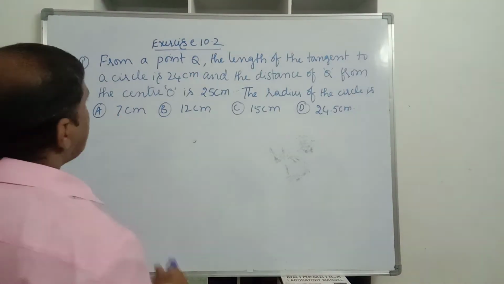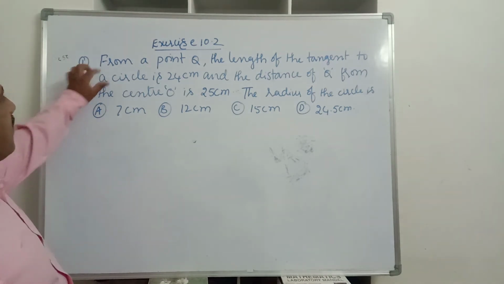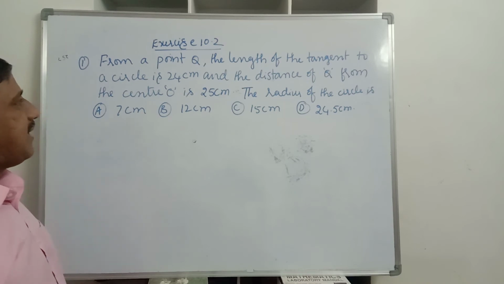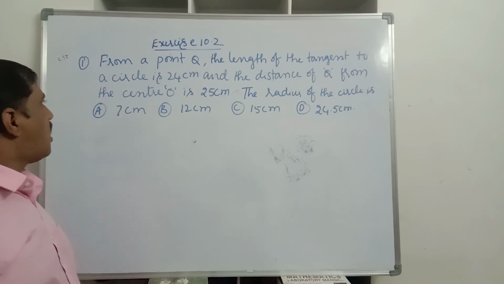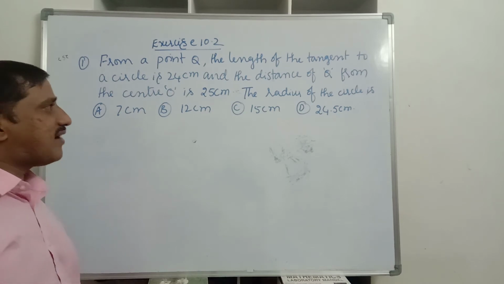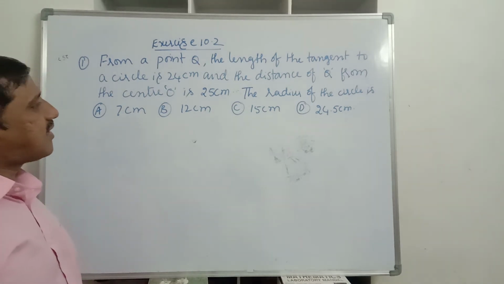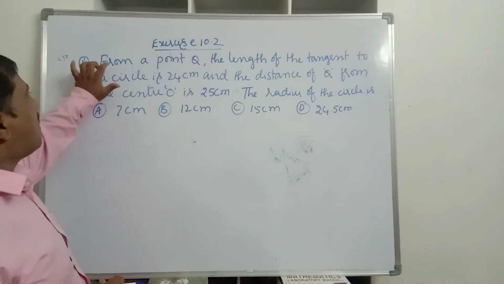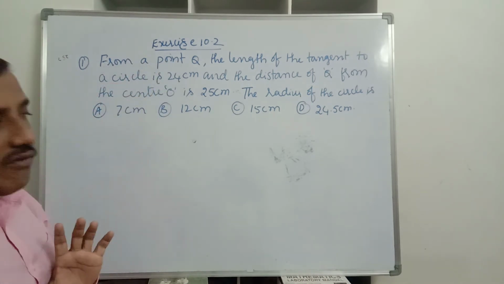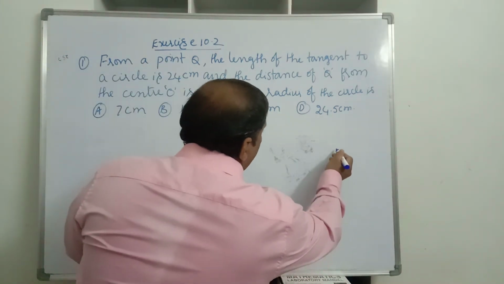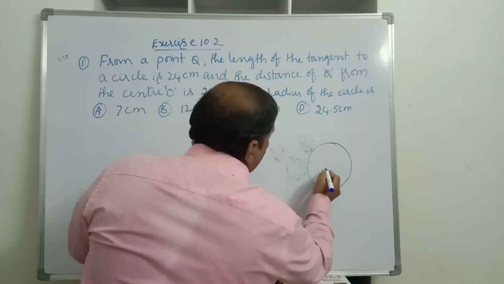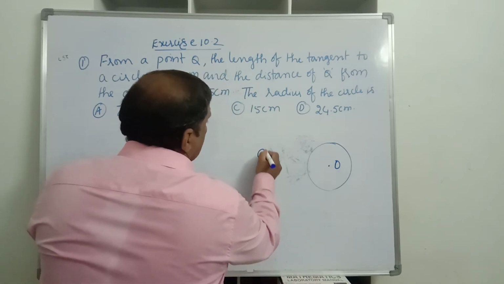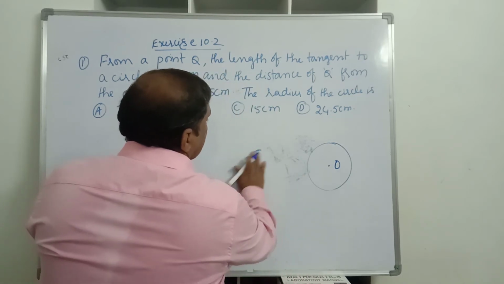Now exercise number 10.2, first bit. From a point Q, the length of the tangent to a circle is 24 centimeters and the distance of Q from the center O is 25 centimeters. Find the radius of the circle. Draw a rough diagram to solve this kind of sum. From a point Q means that point is the external point. So let there be a circle with center O and an external point Q.